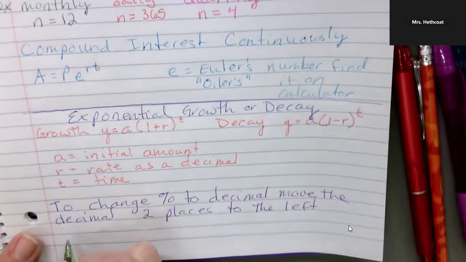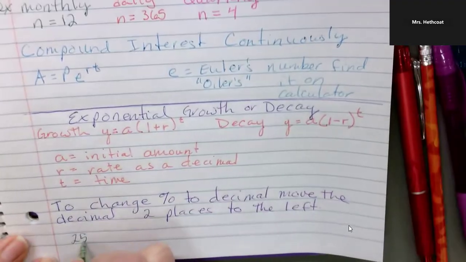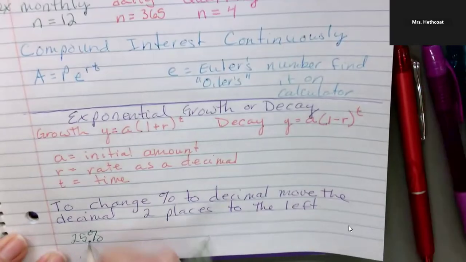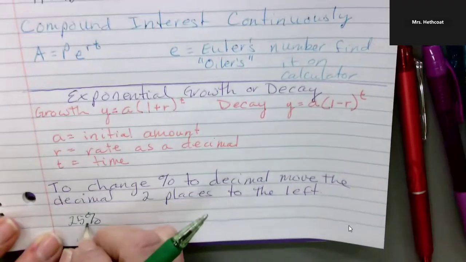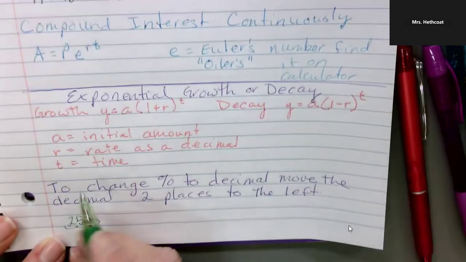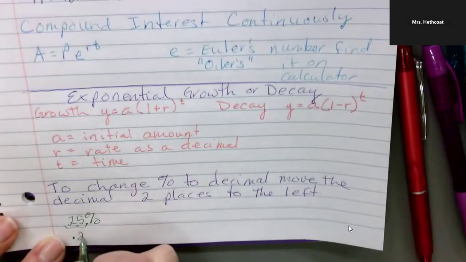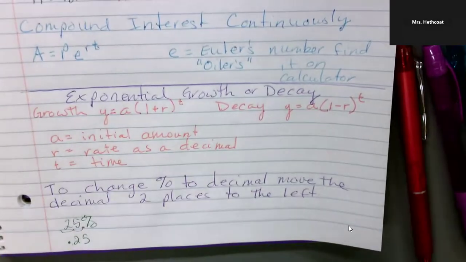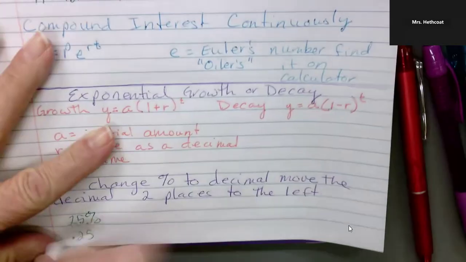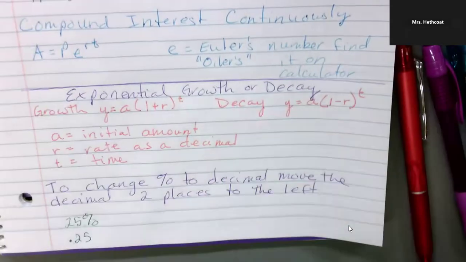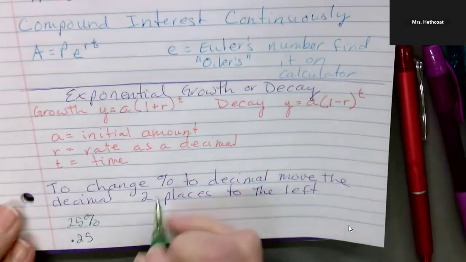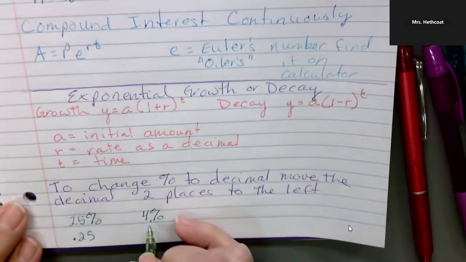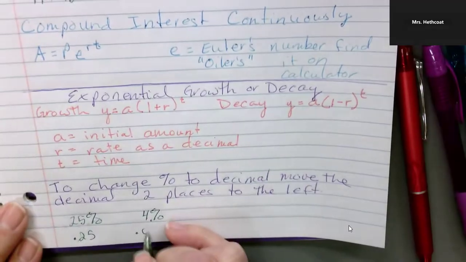So if you have 25%, the decimal is here, and we would move it 1, 2 to the left, so we would get 0.25 as our decimal. I am going to go ahead and erase that so it doesn't mess you up if you're just looking at it. Another example would be 4%. If this is your decimal, move it 2 to the left, we get 0.04.